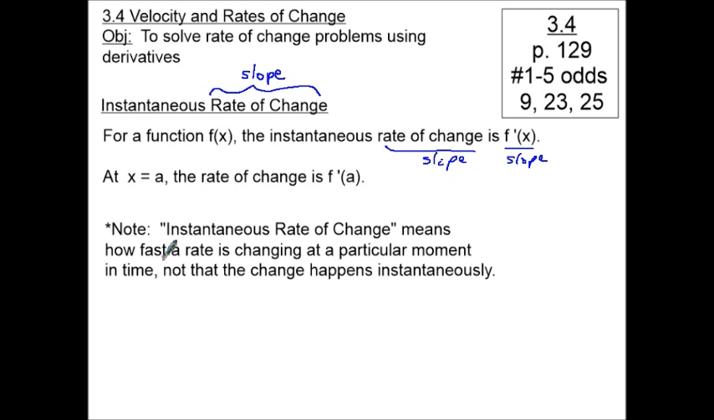Here's one thing that I had a hard time wrapping my head around when I first started learning this, so I want to say it now before you start thinking it. Instantaneous rate of change is how fast something's changing at a particular moment, not that the change happens instantaneously. I spent a long time thinking, well, how can you go from 0 to 40 meters per second without going through all of the other numbers between 0 and 40? Whatever. But anyway, it just means, hey, how fast am I going at a particular moment in time? Not that the change is happening instantaneously. Hopefully that made sense.